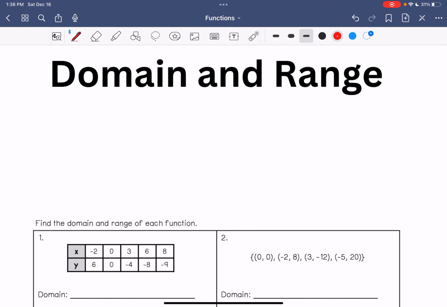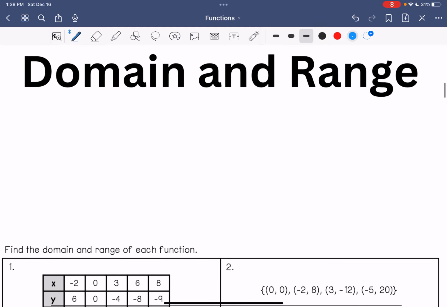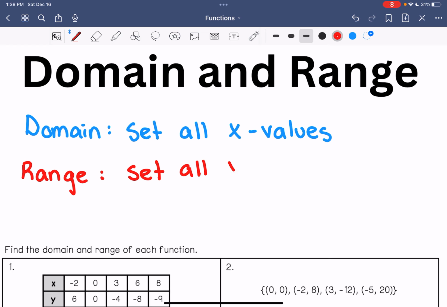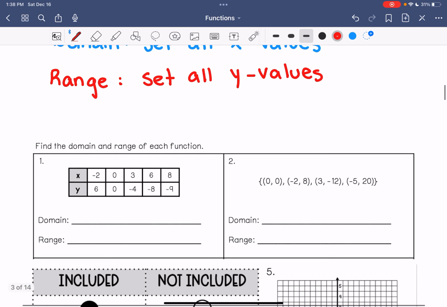The next topic we're going to get into here is domain and range. A very short, simple, easy definition for domain and range. Domain can be thought of as the set of all your x values. Just what x's is your function using. Range is the exact same thing, but opposite: the set of all your y values. Just what y values is your function using.